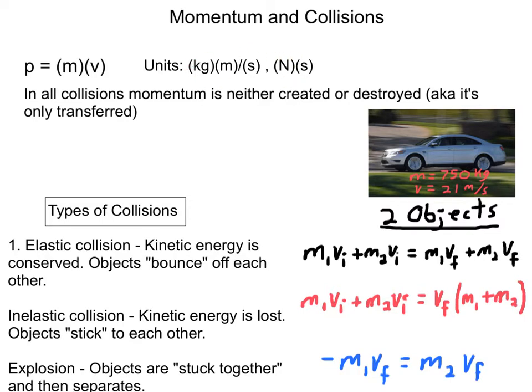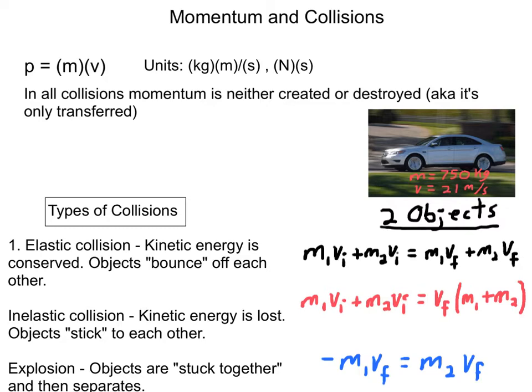Now, in collisions, and I should say in an isolated collision, meaning that there aren't other things happening to it, just two things colliding, momentum is conserved. It's neither created nor destroyed, meaning that it's only transferred between the two objects. So in an isolated spot, we're not going to lose any momentum.